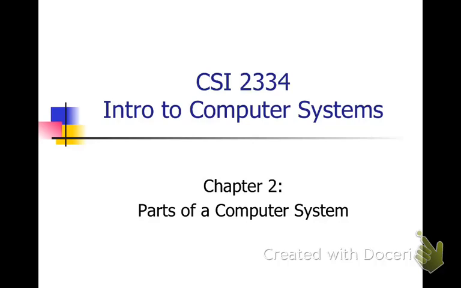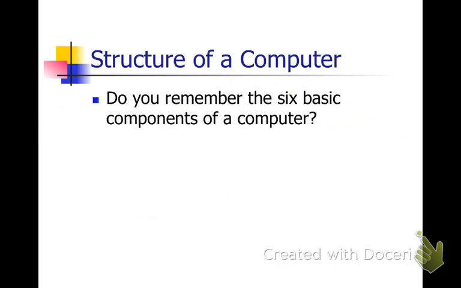Okay, guys, Chapter 2, Parts of a Computer System. We're going to kind of go through everything. The first one is something I hope that you will recall from 1430, the basic components of a computer.